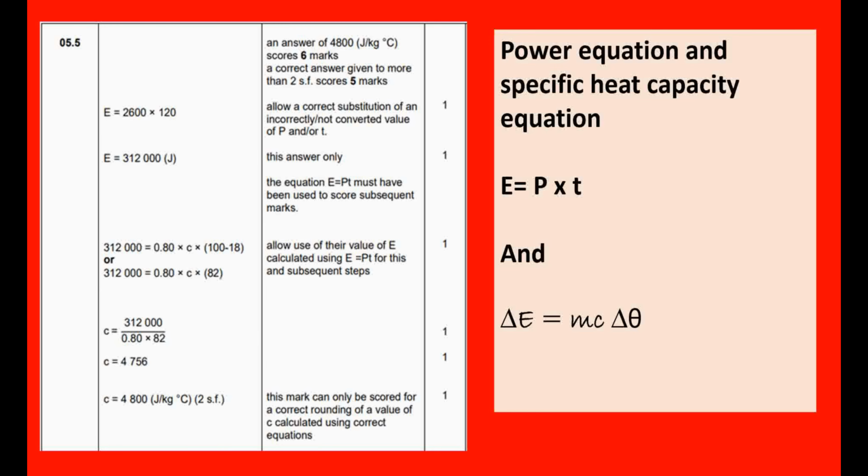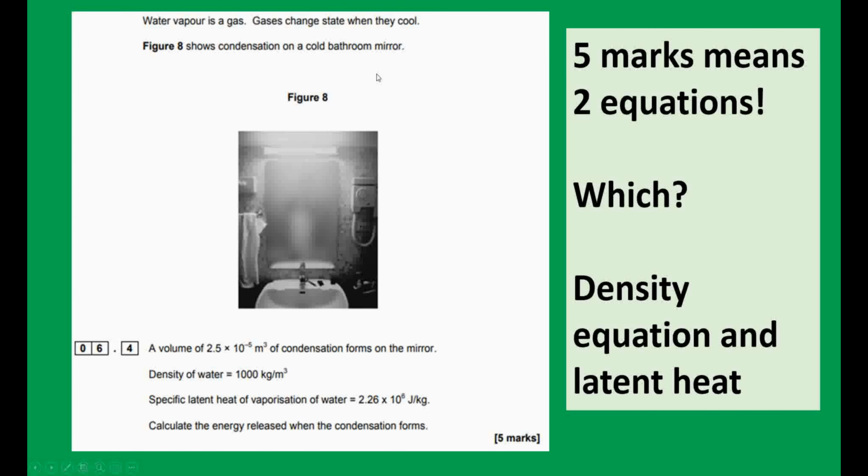This next one is about water vapor condensing on a mirror. Water vapor is a gas. Gases change state when they cool. They lose internal energy, the internal energy goes down, and they can change state. Figure 8 shows condensation on a cold bathroom mirror. A volume of 2.5 times 10 to the minus 5 meters cubed of condensation forms on the mirror. The density of water is 1,000 kilograms per meter cubed. The specific latent heat of vaporization of water is 2.26 times 10 to the 6 joules per kilogram. Calculate the energy released when the condensation forms.